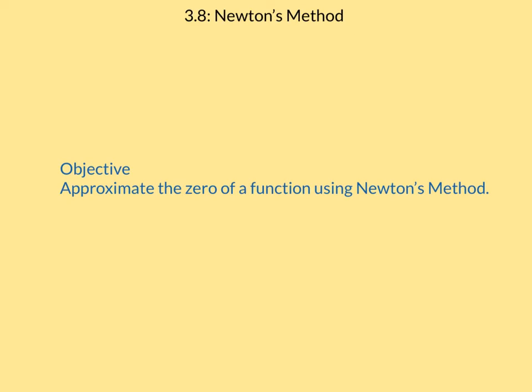Hello everyone and welcome to this video covering Newton's method. Newton's method is a process that involves numerous iterations through the use of a particular formula, a particular rule, to approximate the zero of a function. And that's really what we're going to be focused on with this video.